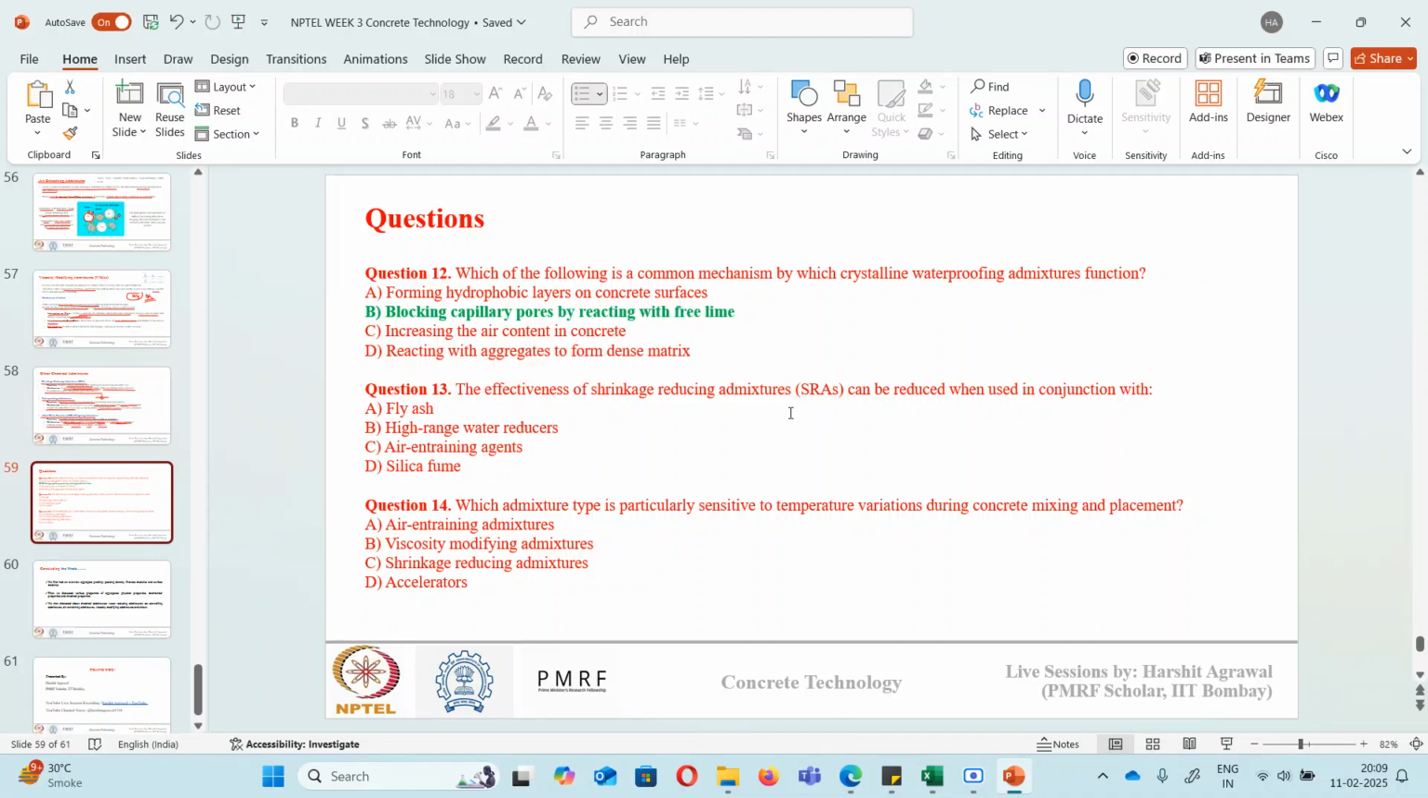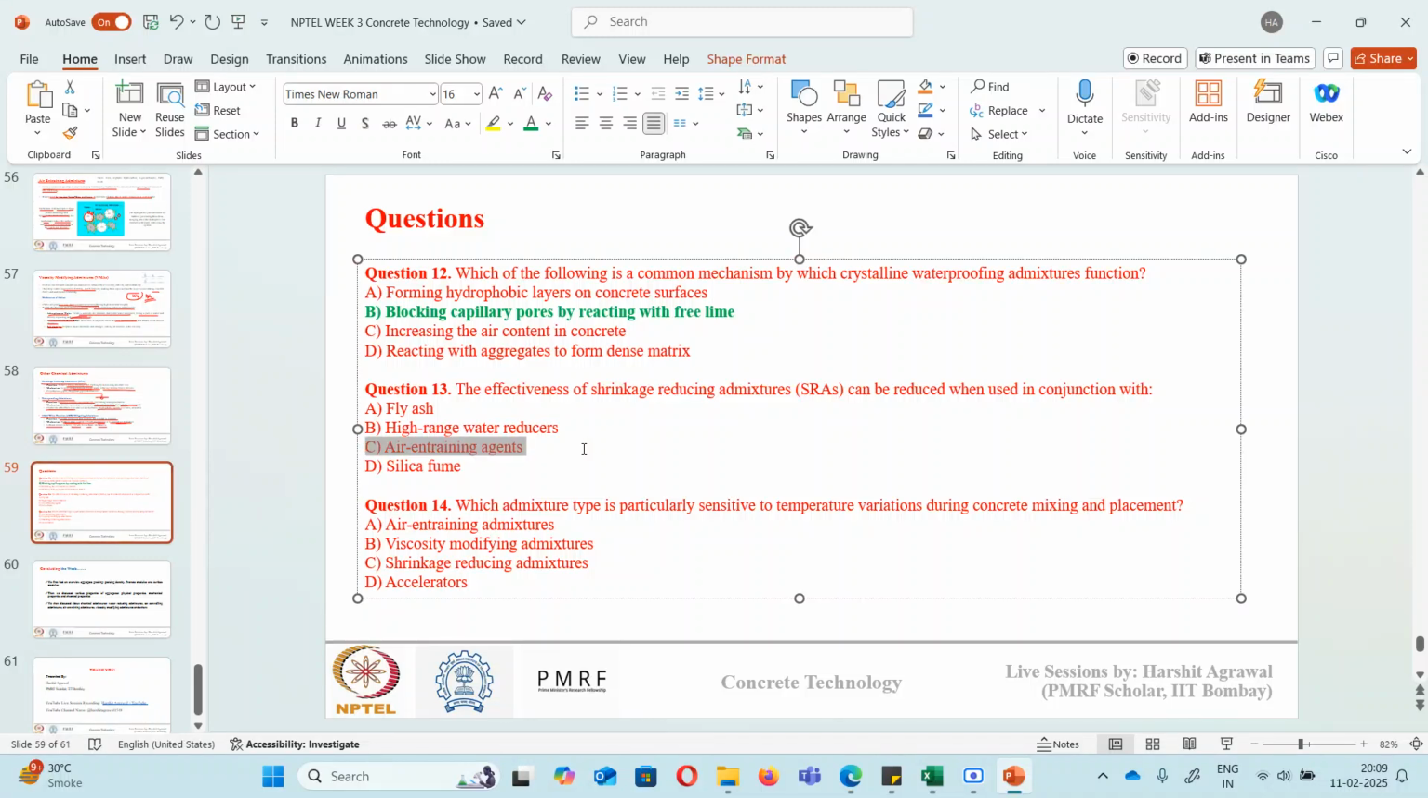The effectiveness of a shrinkage reducing admixture can be reduced in conjunction with, the answer is, an air entraining agent. Why? Because air entraining agents create stable air bubbles inside the concrete, and this can compromise my shrinkage control. If I have more air bubbles, then my shrinkage reducing action will be affected. They can't work together properly, as they have different working mechanisms.